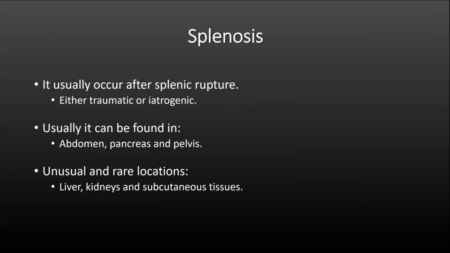Splenosis, as we know, is heterotopic transplantation of splenic tissue. Although it's a benign condition, it may mimic malignancies. It usually occurs after splenic rupture, either by trauma or iatrogenic. Usually, we see it in the abdomen, such as in the greater omentum or the bowel serosa. It can be found in the pancreas or in the pelvis. In unusual and rare locations, there are a couple of reports about liver involvement, kidney involvement, and subcutaneous tissue.